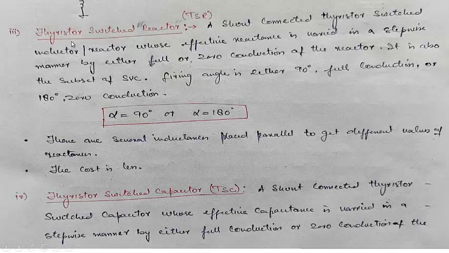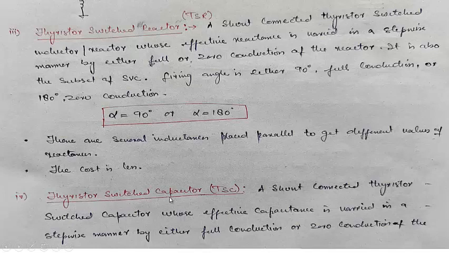That is why it is known as thyristor switched reactor. When the thyristor is put on, alpha is equal to 90 degrees, it is switched on. When the thyristor is put off, alpha is kept at 180 degrees. So there are only two values of alpha. It is also a subset of SVC. Firing angle is either 90 degrees for full conduction or 180 degrees for zero conduction. There are actually several inductances placed in parallel to get different values of the reactance. Actually, we do not get fine control of the reactance when we have a thyristor switched reactor. In that case, we have a lower cost as compared to the thyristor controlled reactor.